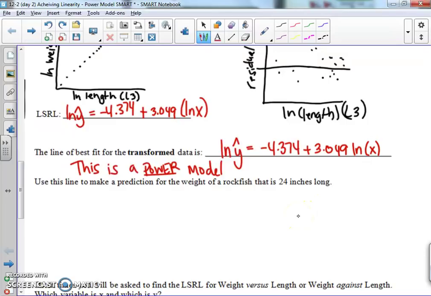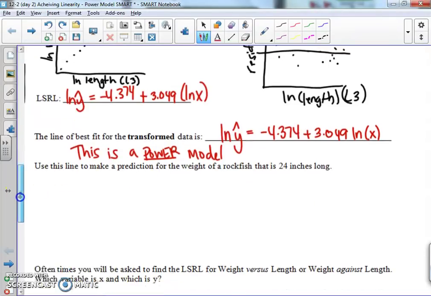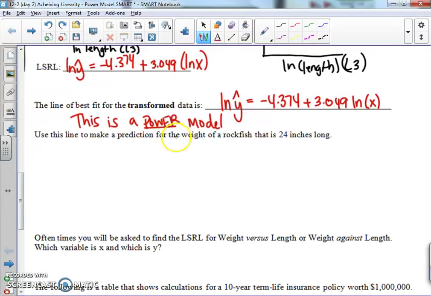Now, just like with the exponential models that I showed you guys yesterday, we should be able to make predictions using the equation. So this question says, use this line to make a prediction for the weight of a rockfish that's 24 inches long. So in other words, we're going to take the 24, plug it into the explanatory, and see what it predicts for us. Okay? So I'm going to say the natural log of y hat, the prediction, is equal to negative 4.374 plus 3.049 times the natural log of the explanatory, which we're going to plug in as 24. That's what we're going to try to predict off of.